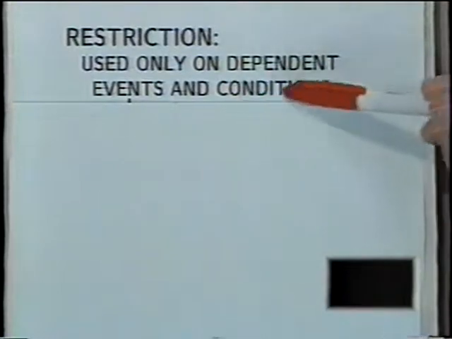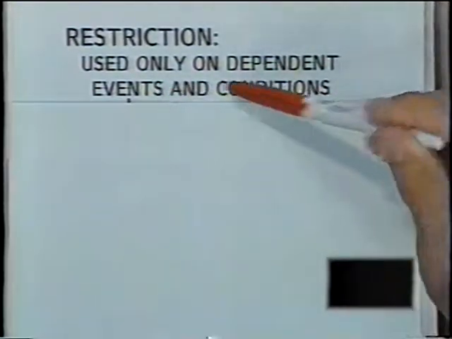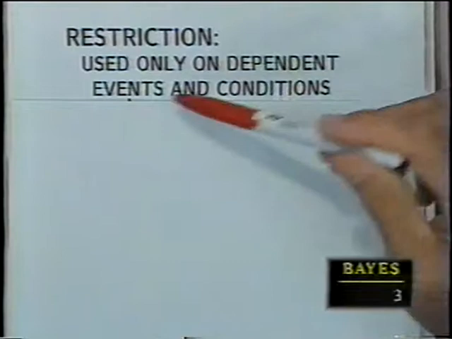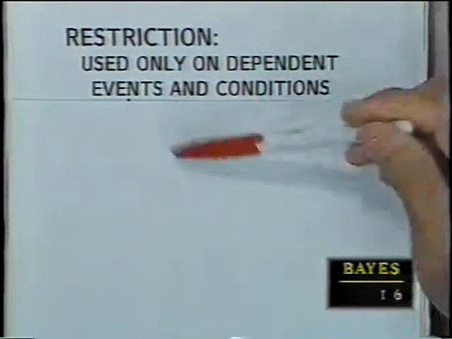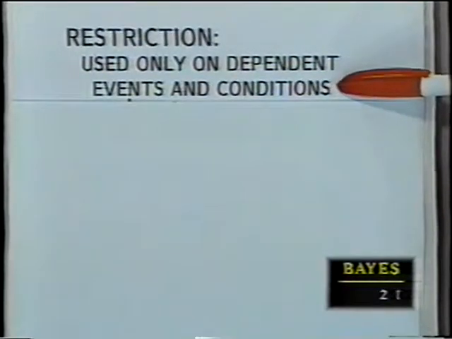First, let me say there's a restriction on what we're going to be doing. We only want to use the Bayes inversion formula when we have dependent events. Dependent events mean that the condition and the events are not independent of each other. They depend on one another. If we have independent events and conditions, Bayes inversion formula just cancels everything out and it just becomes trivial. So we'll just say use Bayes inversion formula on dependent events.